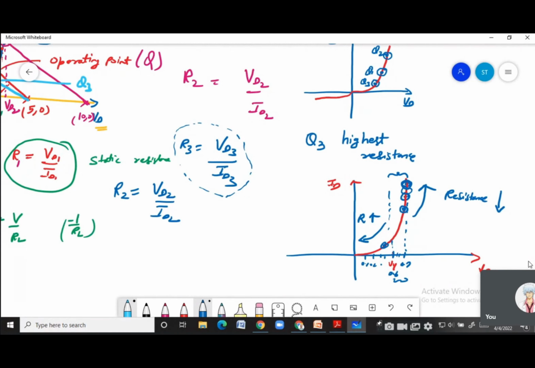So normally if you calculate this in the lab, this static resistance value ranges from 30 ohms to 150 ohms, depending on at which point on the characteristic you are. Okay. Any questions here? Yes, sir.